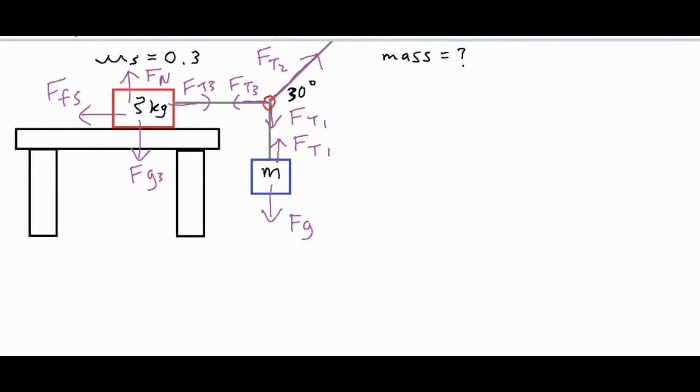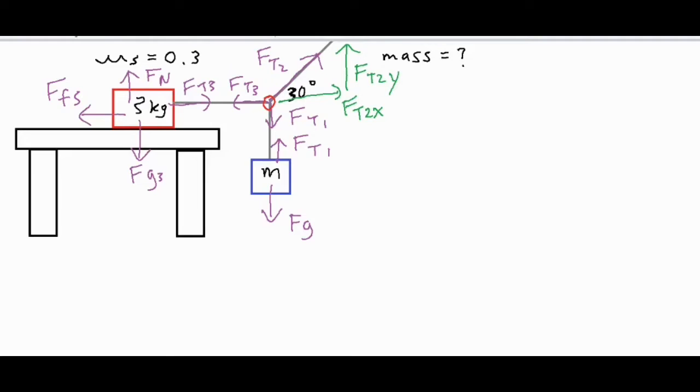Now, with that in mind, we want to analyze the system and figure out what are the important vertical and horizontal pieces of it. So we want to make sure we take this one angled force and create an FT2x and an FT2y, which is basically our x and y component of each of these.